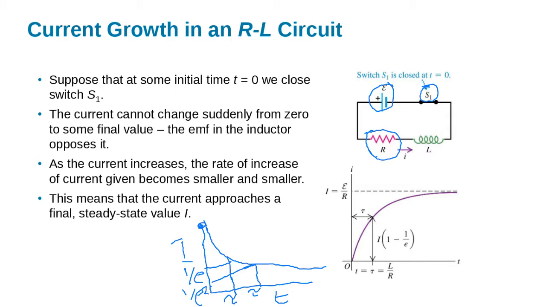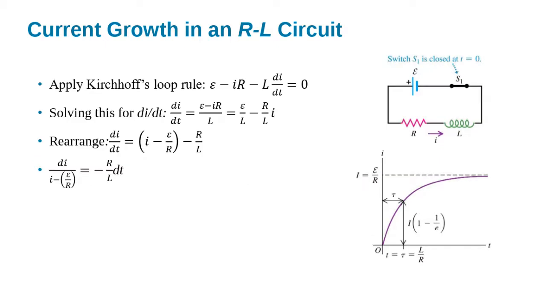The current growth is just this flipped upside down. Instead of starting at an initial value, you start at 0, and instead of tending towards 0, it tends to some maximum value. So after some time period, tau, the intensity has increased by 1 over e of the final value, and so on as you go on for more time constants.